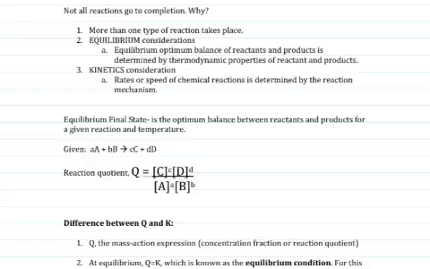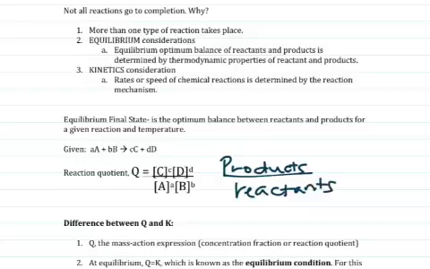reaction mechanism. So the equilibrium final state is the optimum balance between the reactants and products for a given reaction and temperature. If we're given an equation, for example the one here, we would want to put it into an expression called the reaction quotient, which is symbolized by Q. And what we notice is we put the products all over the reactants.